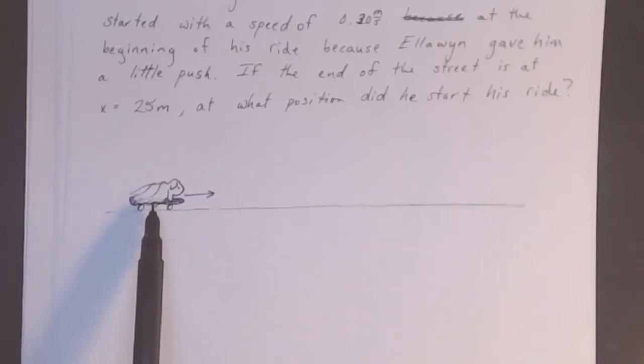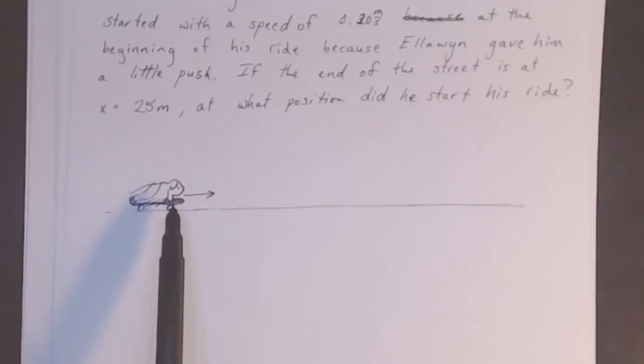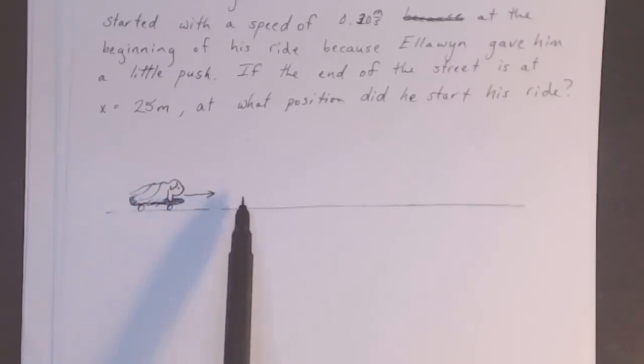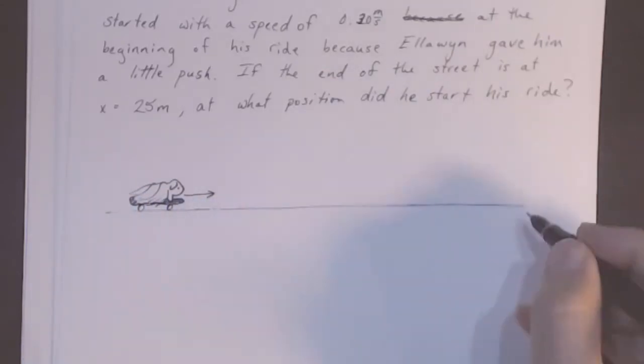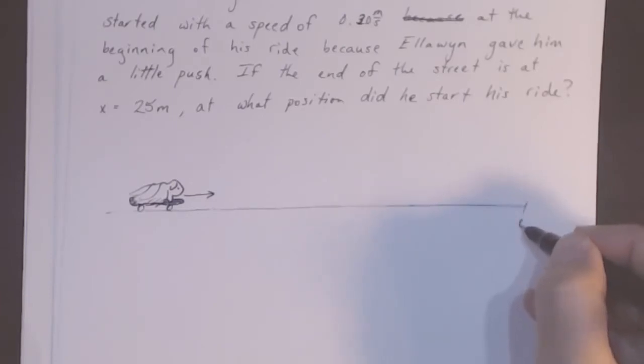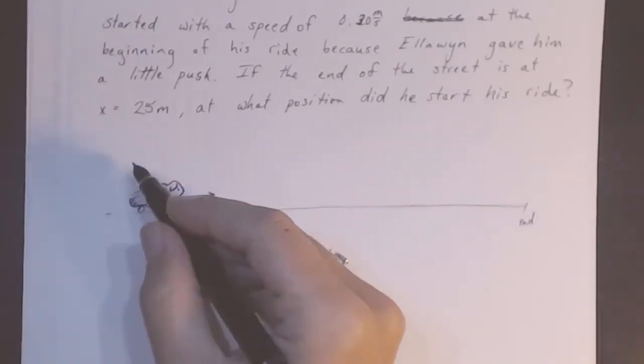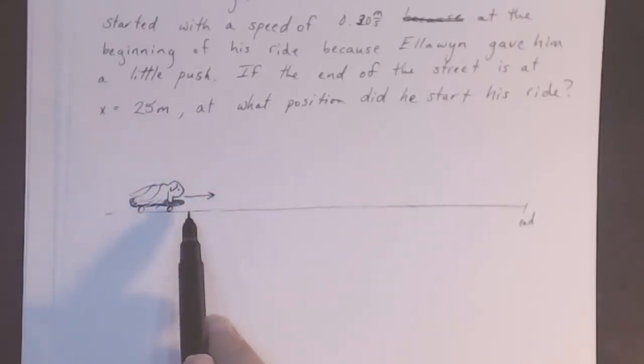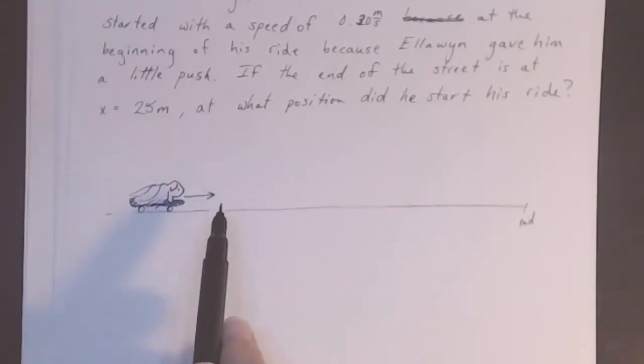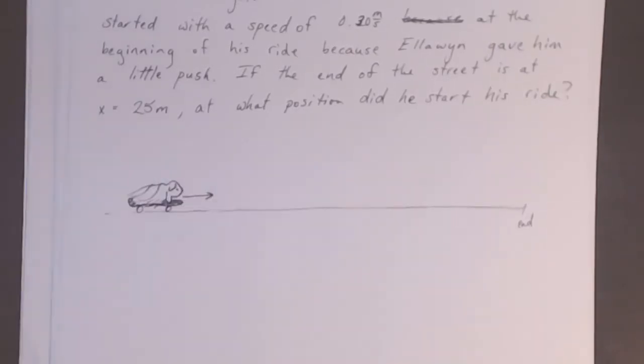I see that Harry Potter starts here. I know that I'm visualizing him riding down the street. At some point, he reaches the end of the street. Let's call that the end of the street. And I know Elwyn gave him a little push, so he had some initial speed to start with. If she hadn't pushed him, or he hadn't pushed himself with his little foot on the ground, then his initial speed would have been 0.